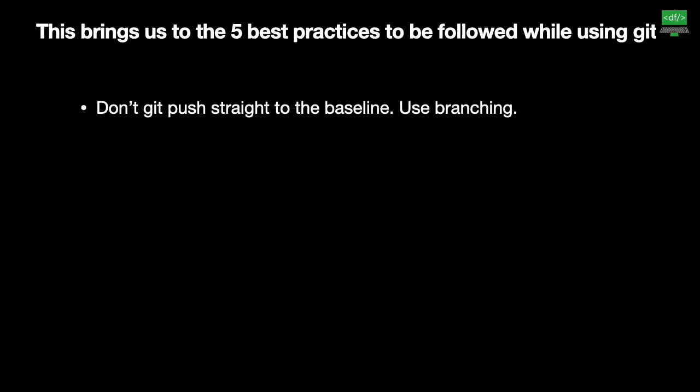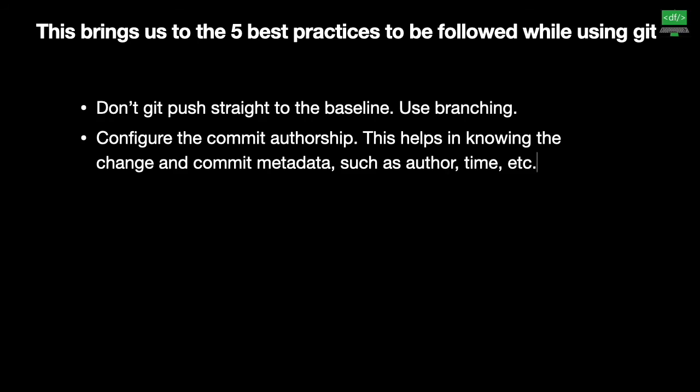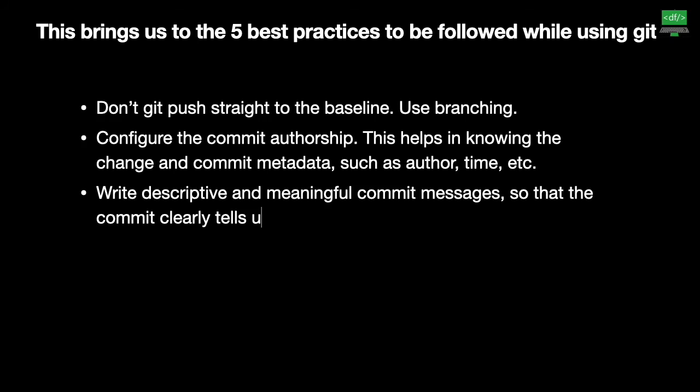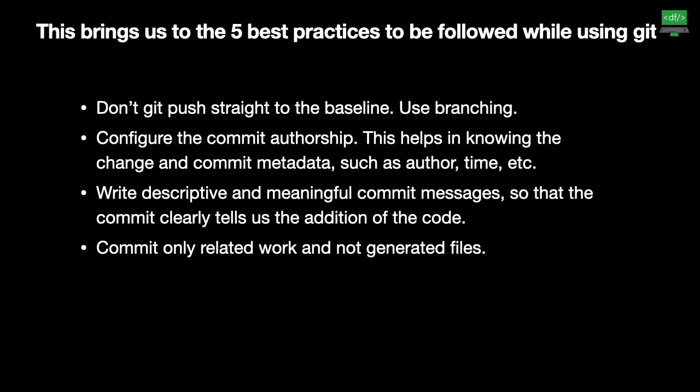This gives us some of the best practices for using Git. Don't Git push straight to the baseline. Use branching. Configure the commit authorship. This helps in knowing the change and commit metadata. Write descriptive and meaningful commit messages. Commit only related work, not generated files. Rebase your working branch frequently.